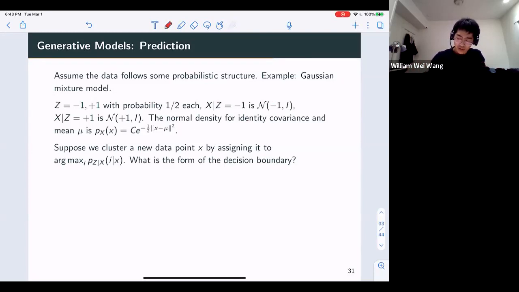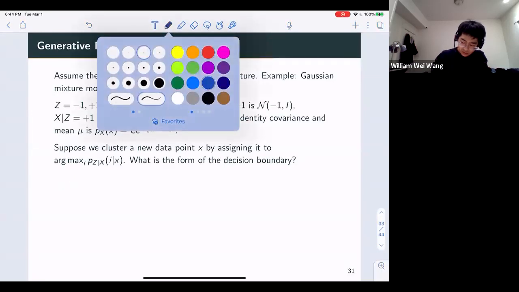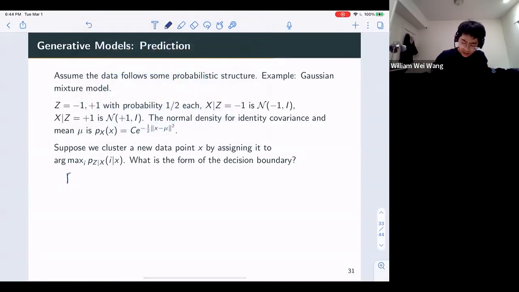And you want to know what the form of the decision boundary is. So how do you find that? Well, the decision boundary is where you would be uncertain of the classification. So it says, okay, the decision boundary is where the probability of being 1 equals the probability of being -1.